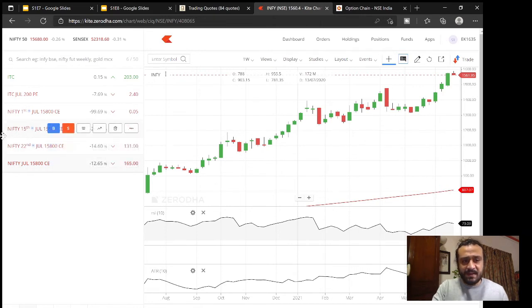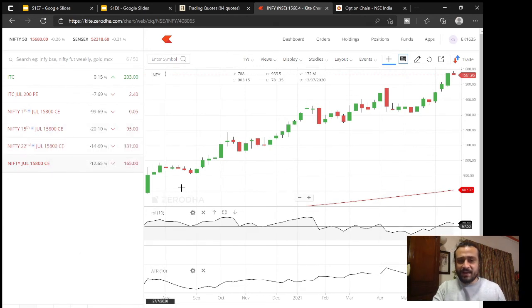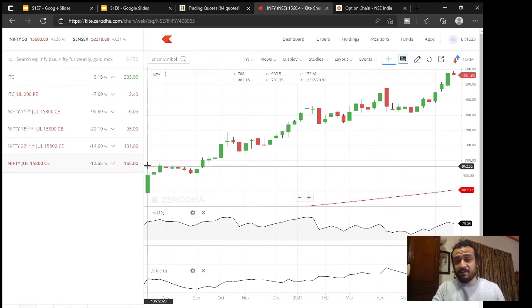Next, you can see 15,800 is a strike, but one is for 15th July, next is for 22nd July, and the last one is for 29th of July. And you can see the nearby expiry one is the cheapest and the farther from expiry one is the costliest. Is that clear? There is a reason for this and we have discussed the reason. To understand more, please do consider taking up the course on Greeks. It will really open up your complete understanding of options, right?